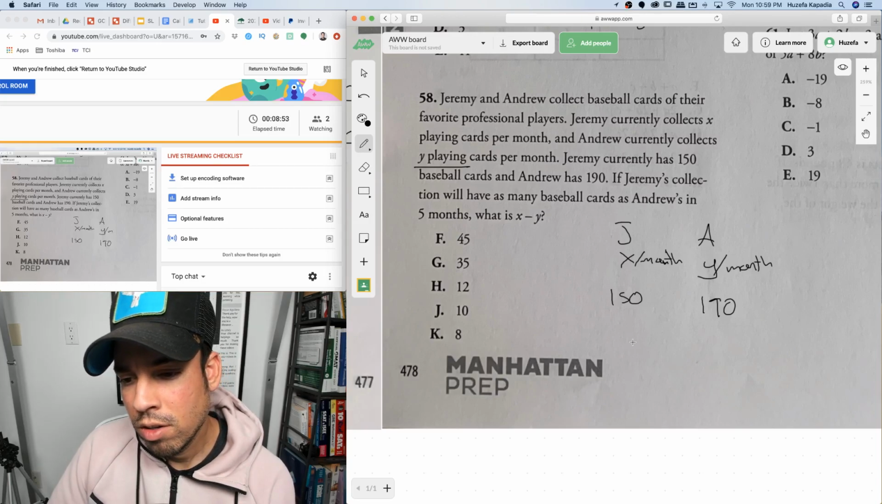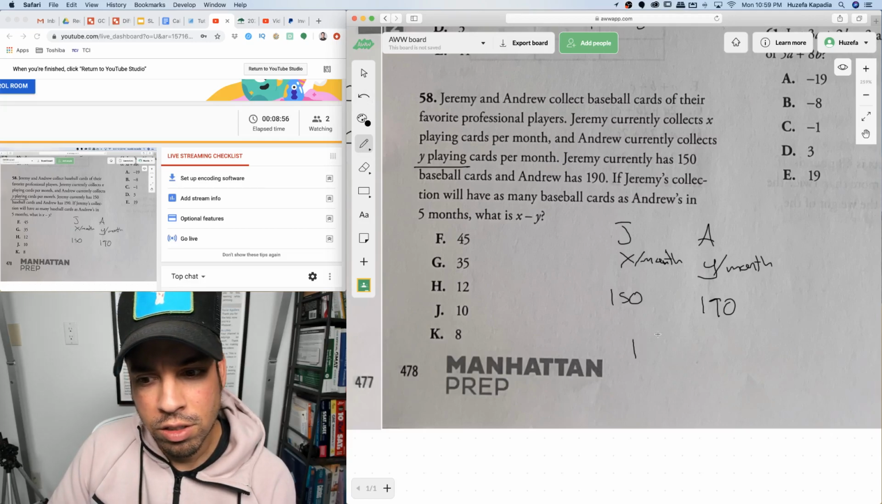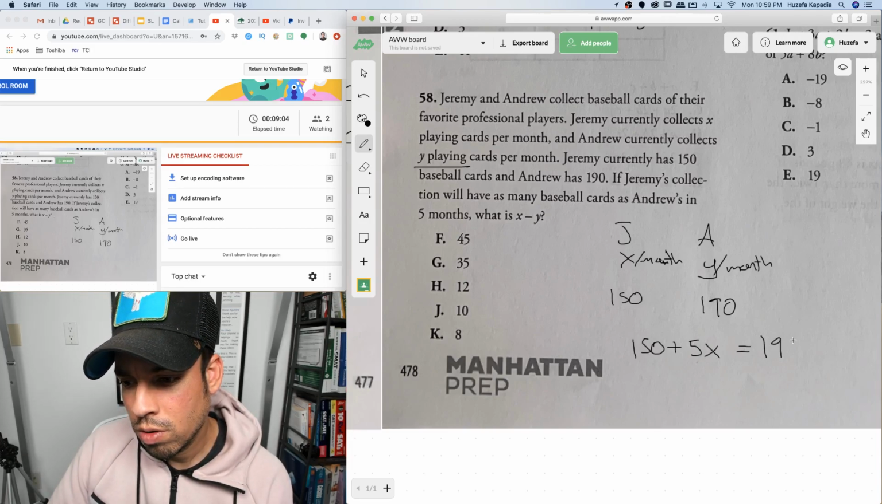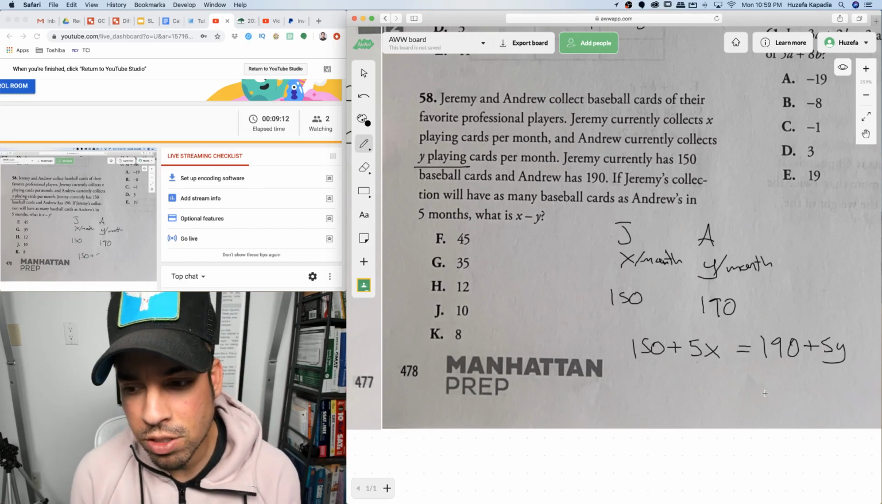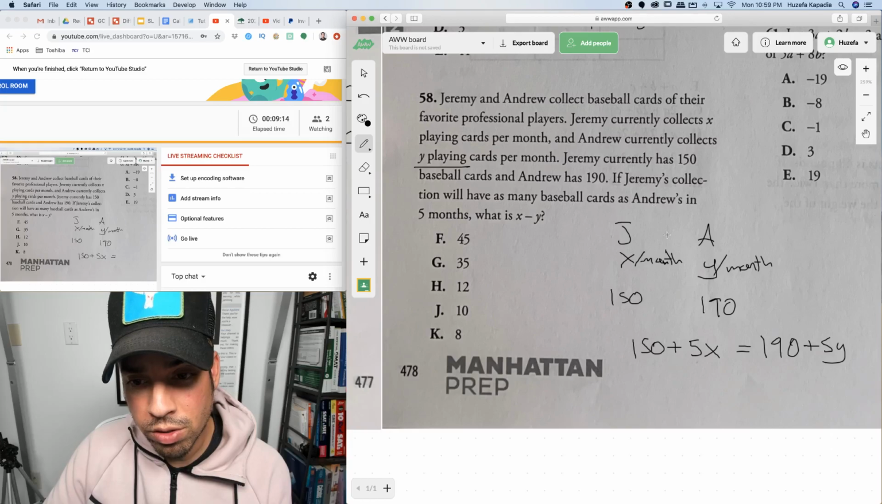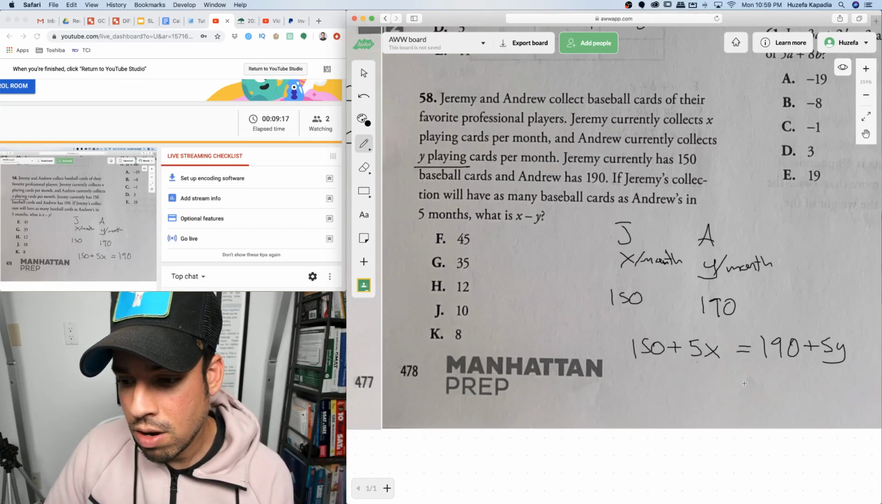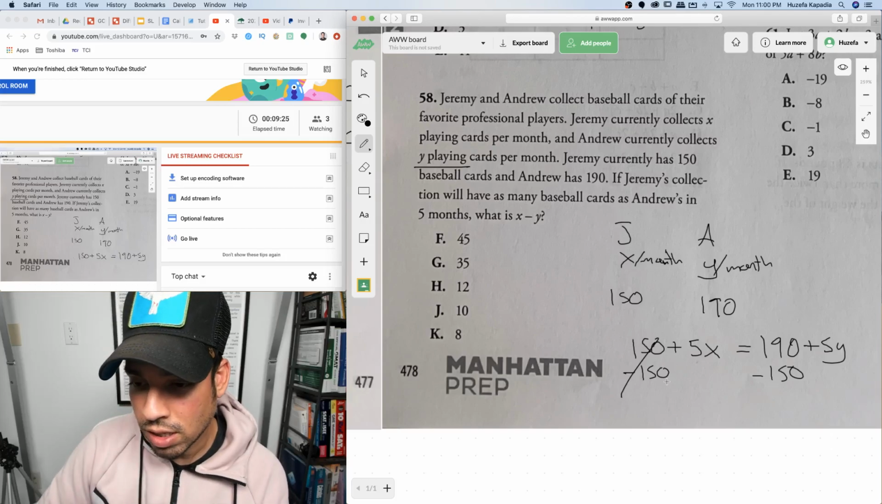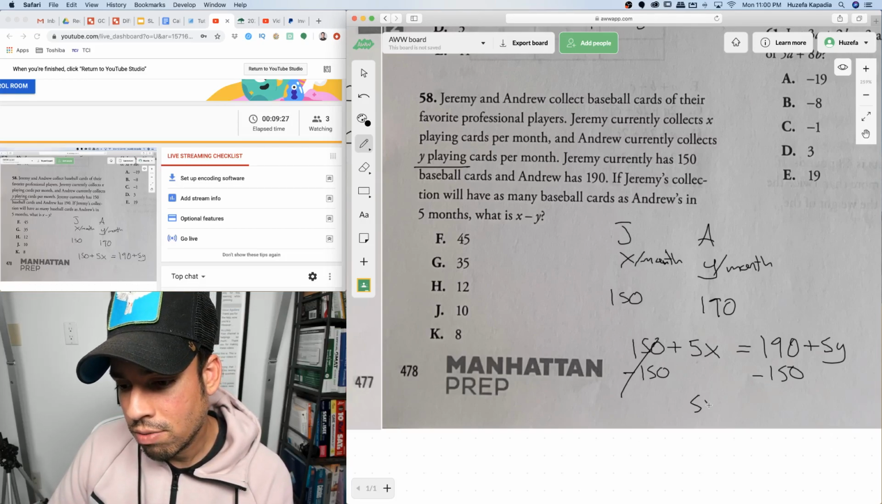All right. So basically, we're saying Jeremy, who has 150, turned into equation, plus 5X will equal 190 plus 5Y, right? Because they're saying in 5 months, the two will be equal. Now, I just turned this weird question into an equation. Now I'm going to subtract 150 from both sides. And remember, we're not trying to solve for x or y. We can't, actually. But what I can do is I can solve for x minus y. So watch this. Now I have 5x equals 40 plus 5y.